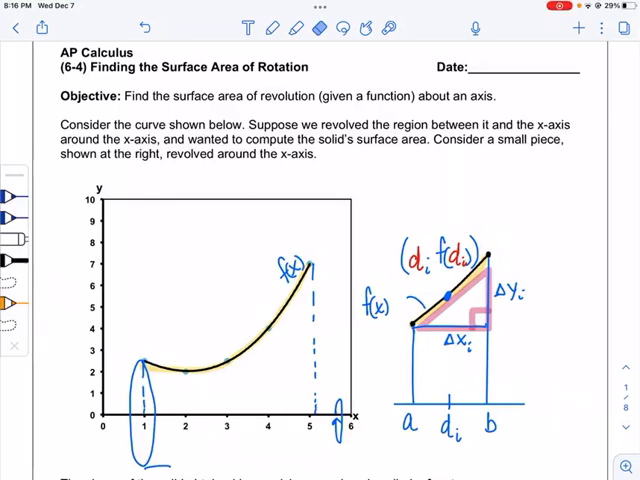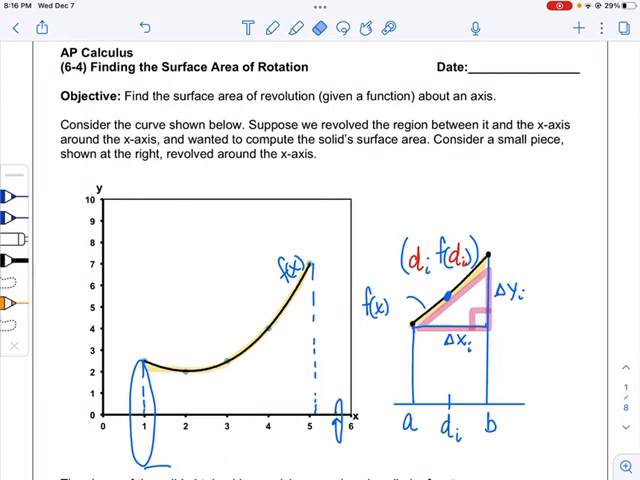Okay, I'm going to review what we finished in class today and look at some of the additional problems on here. So we have from section 6.4, finding the surface area of rotation. And remember, before this, we talked about arc length. And this formula that we're going to be dealing with involves arc length.